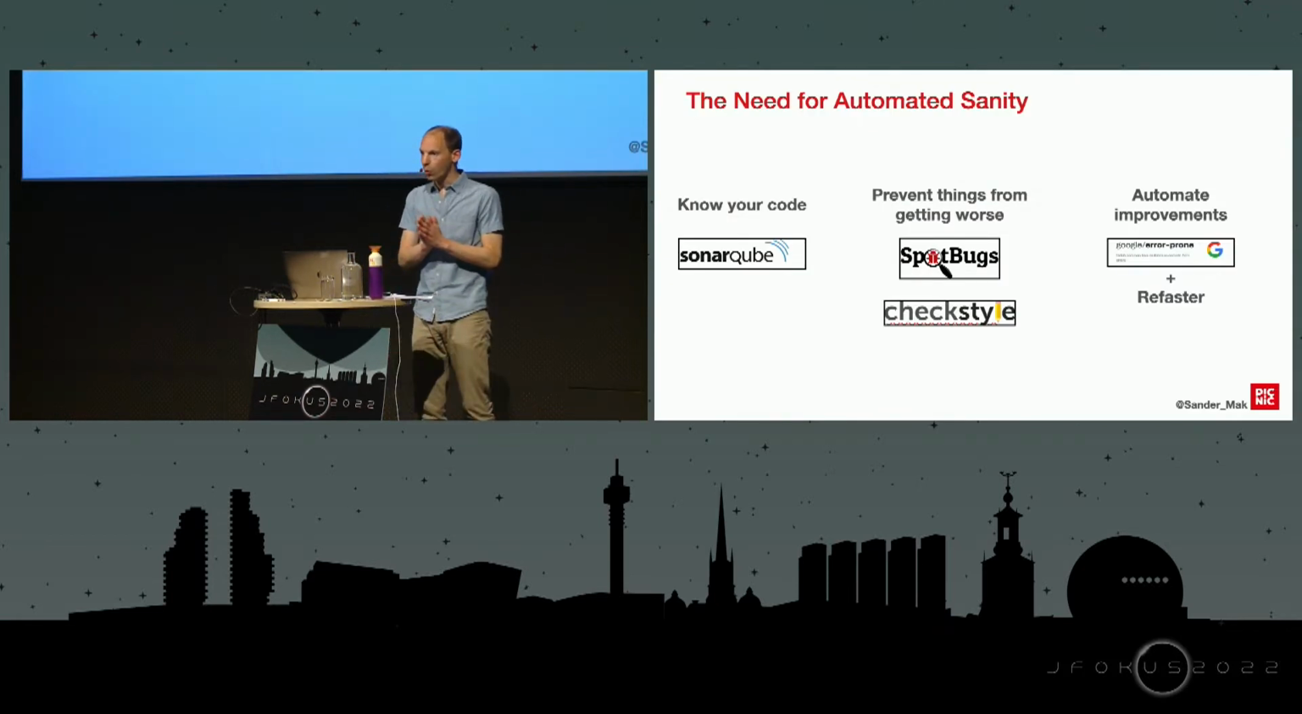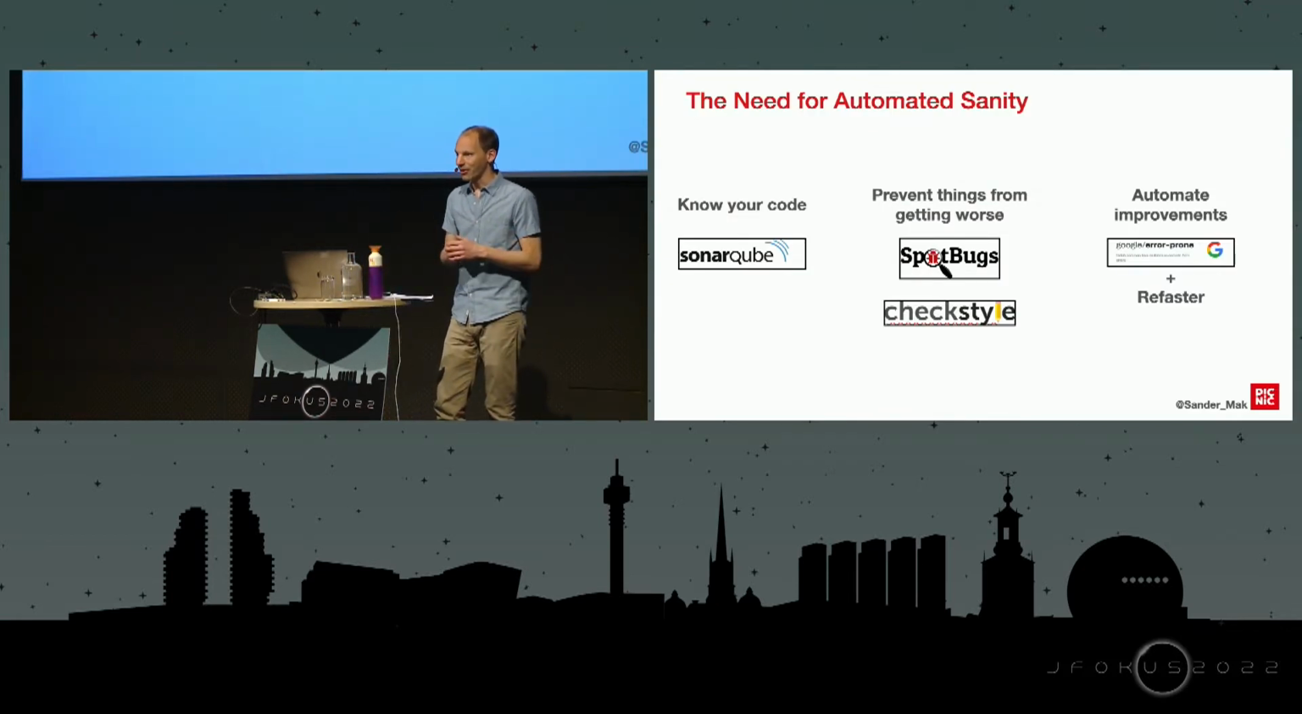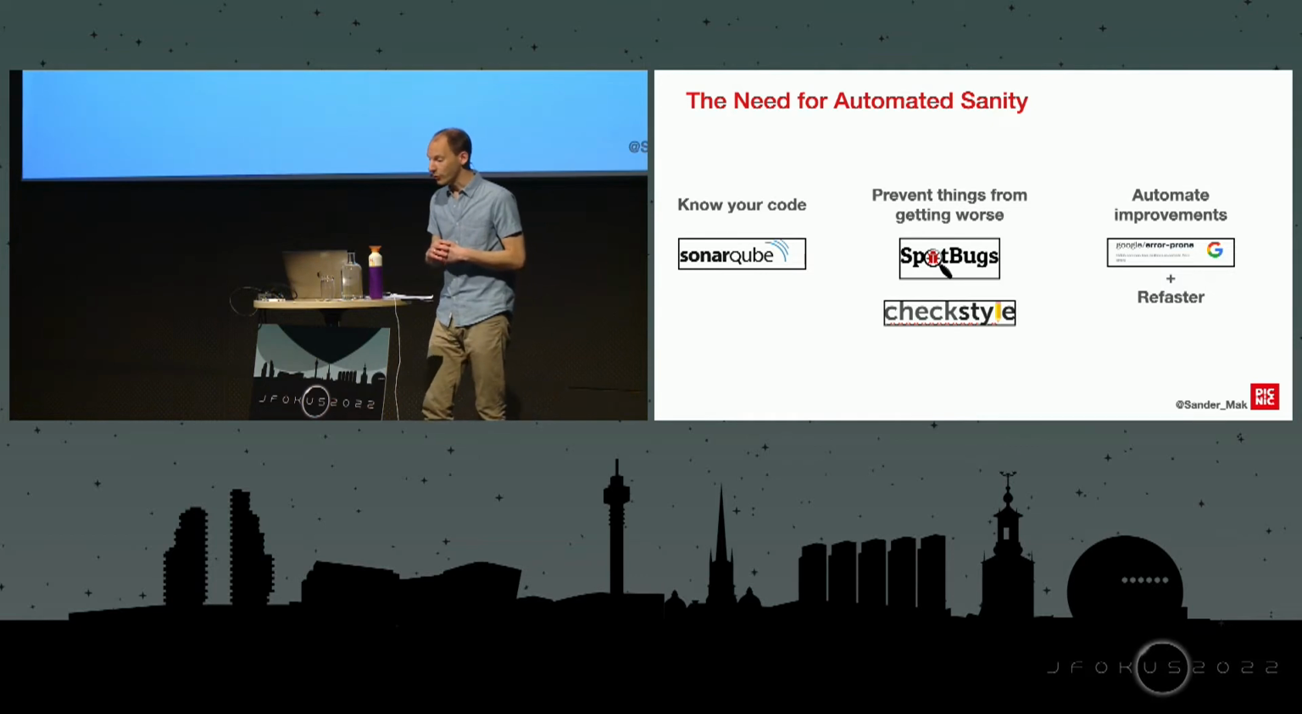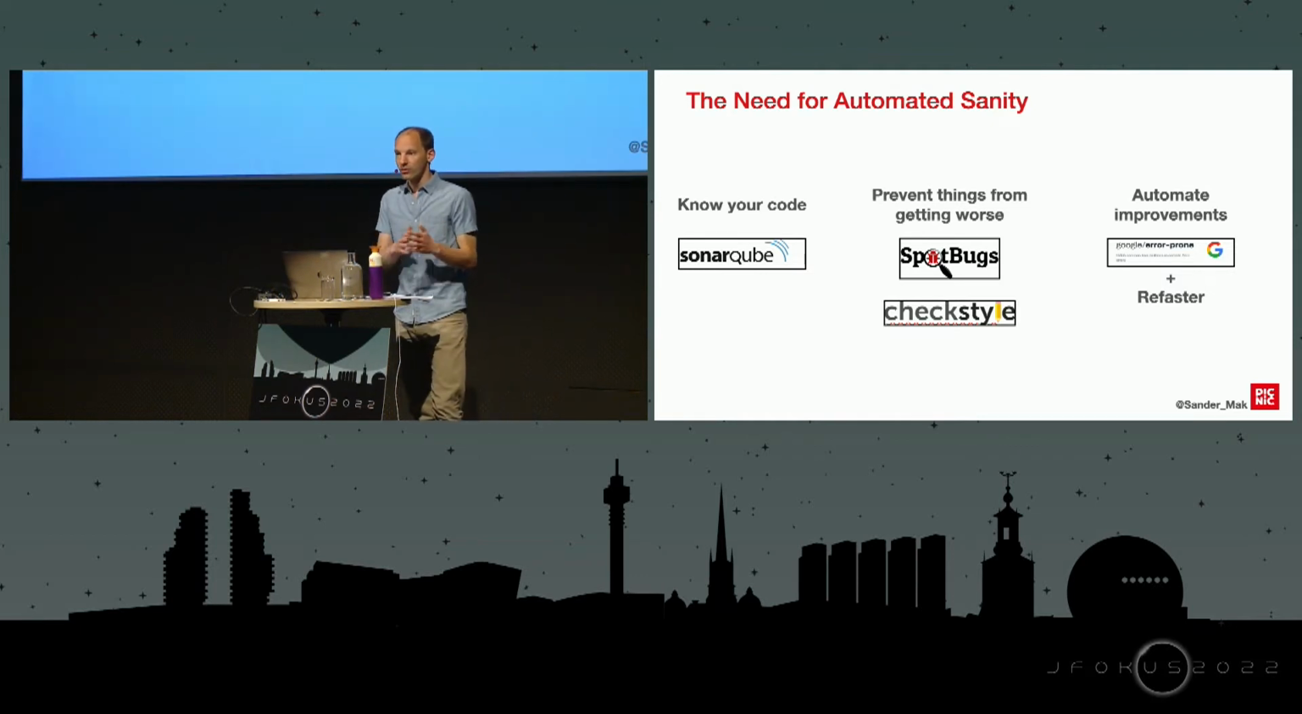So somehow we want to have automated sanity in our code bases. And knowing your code is step one. So SonarQube and similar tools are a great way to do that. But there's more, right? We also want, for example, to automatically check that things do not get worse. And we can, for example, use tools like SpotBugs and Checkstyle to do automated analysis and checking of code. But if you have that, then you still have a tool yelling at you.